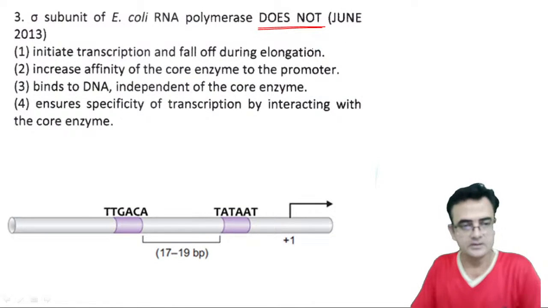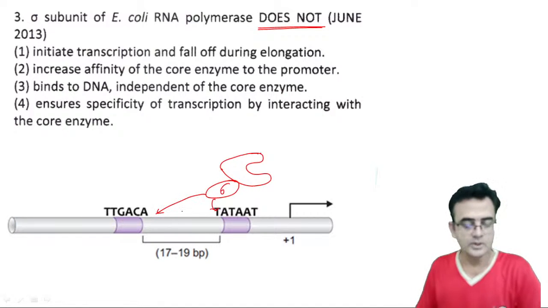Yes, this is correct. Once transcription initiation enters elongation, there is no use of sigma factor. Suppose this is the RNA polymerase, and this is the sigma factor. The sigma factor scans for the TATA box and other sequences here in the promoter.